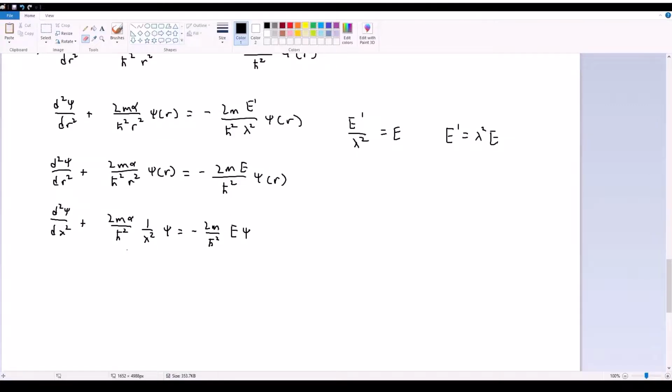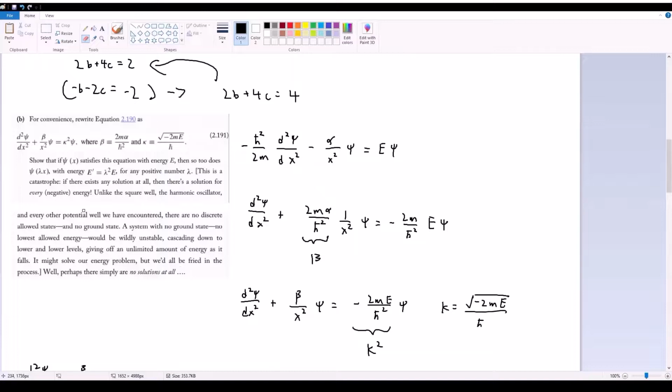So therefore, we have proven that for any given valid wave function psi of x, there is an infinite number of additional valid wave functions, psi of lambda x, with lambda being any variable, with additional energies e prime equals lambda squared e.